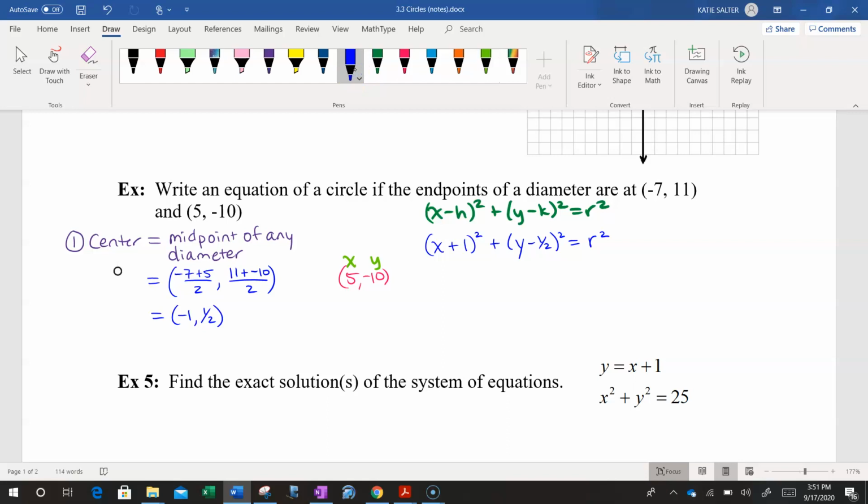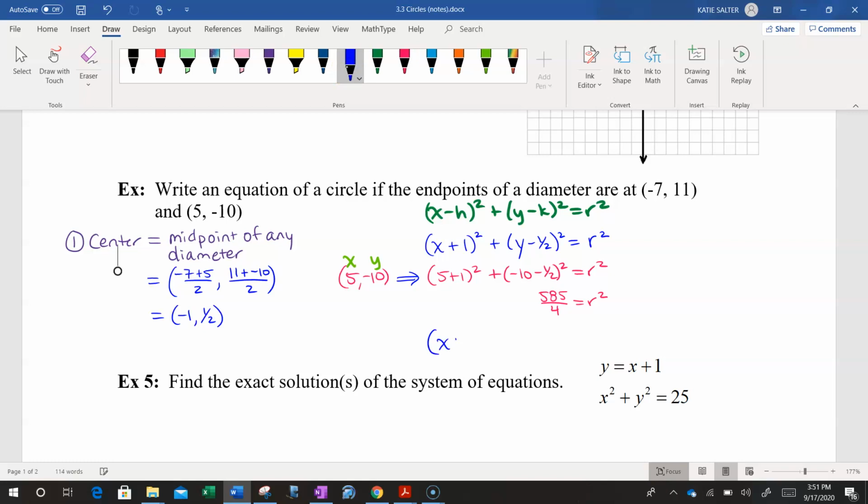So what I'm going to do is substitute this in right here. So that is going to give me (5 + 1)² + (-10 - 1/2)² = r². And if we calculate that, you can use your calculator, and you can write it as a fraction or as a decimal, but it comes out to be 585 over 4. You can just type it right in, equals r². And a lot of times students will want to go ahead and take the square root and get r, but remember, all we're trying to do is write the equation. So once we have r², we just got to put it back together.